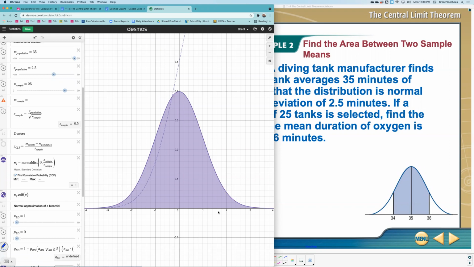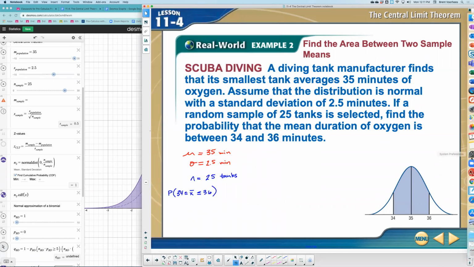So how do I get my values? Well, if you remember the last problem, what we did is we said, okay, let's talk about the standard error, or the standard deviation of the population, if you will. That was calculated by taking our original standard deviation, which was 2.5, and dividing it by the square root of the number of samples, which is the square root of 25. So when I simplify this, the square root of 25 is 5, and 5 goes into 2.5 0.5 times.